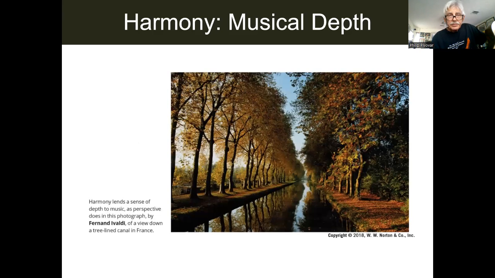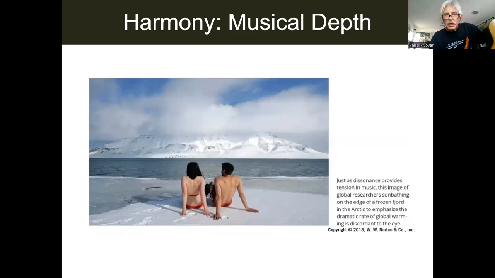Cool picture. We would say that this is symmetrical. And lots of times in music, we have symmetry. The left and the right are not exactly the same in this picture, but it's somewhat symmetrical. Telling us about global warming.